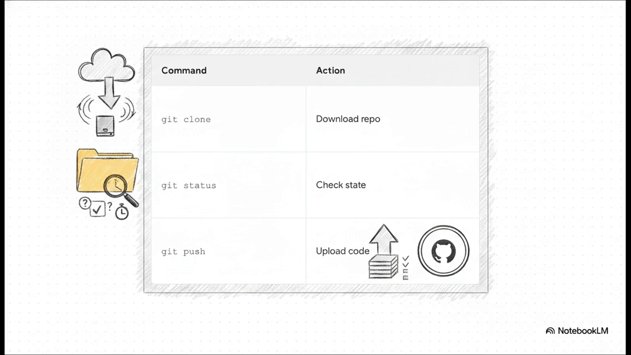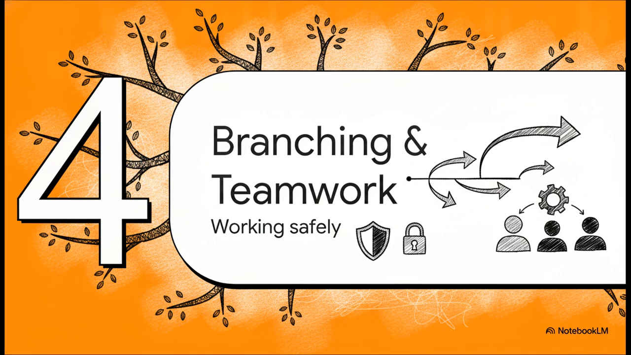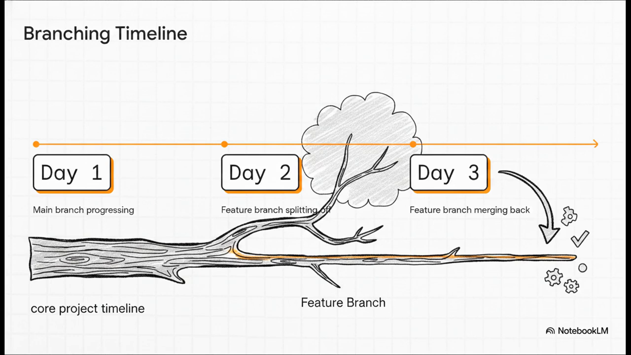And finally, Git push is that last step, pushing your local committed code all the way up to GitHub to be stored and shared. All right, section 4, branching and collaboration, or how to work safely with teams. Because once you've got the hang of working solo, you're going to want to collaborate without stepping on anyone's toes.